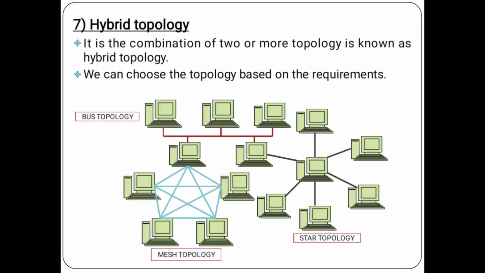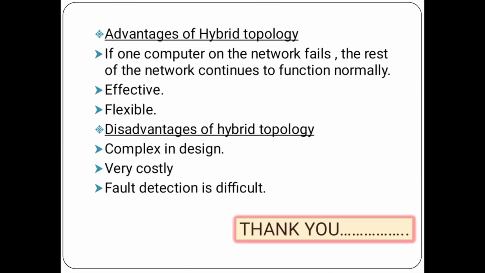Hybrid topology. A combination of two or more topologies is known as hybrid topology. We can choose the topology based on the requirements. Advantages of hybrid topology. If one computer on the network fails, the rest of the network continues to function normally. It's effective, flexible. Disadvantages of hybrid topology. Complex in design, very costly, fault detection is difficult.